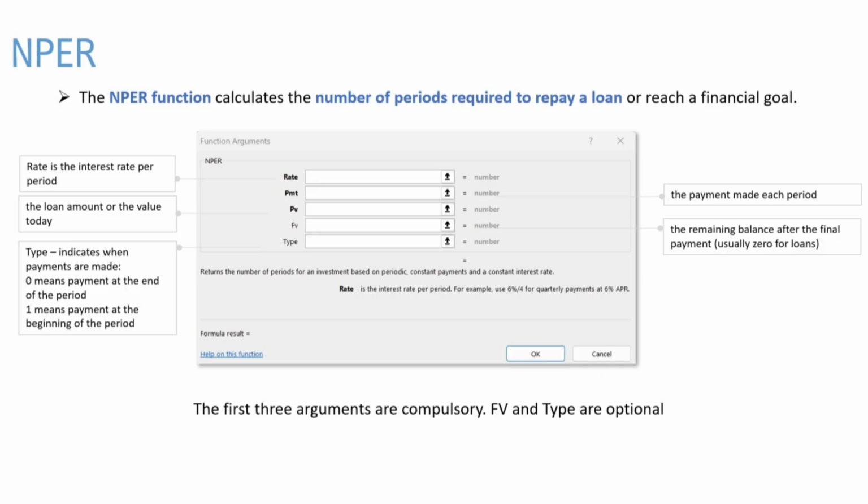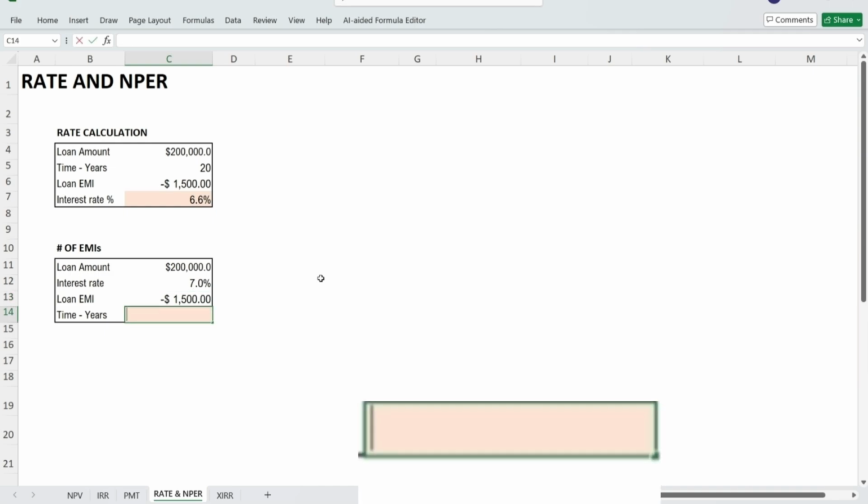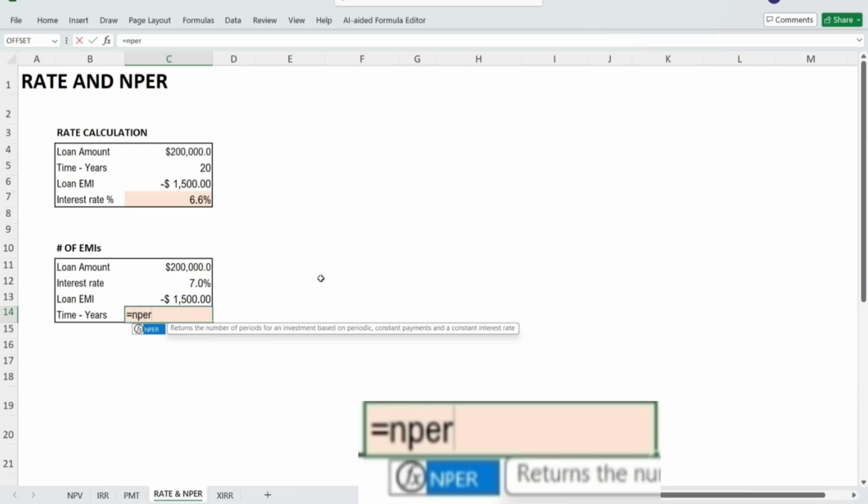So let's quickly understand how we can calculate the number of payments. Here we have the same data points. The loan amount is $200,000. The interest rate is 7%, which is higher than the 6.6% we calculated earlier. And the EMI amount is the same, $1,500. To calculate the number of payments, we'll type =NPER, bracket open.